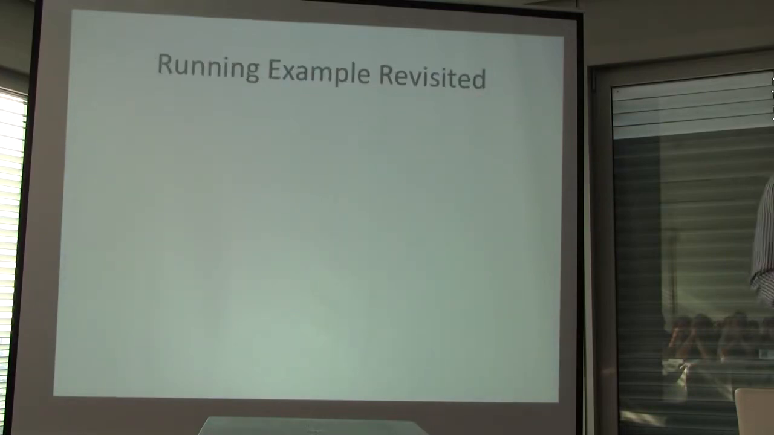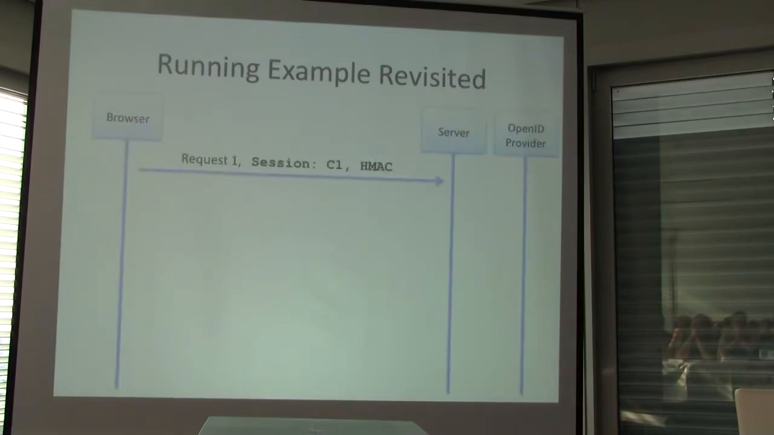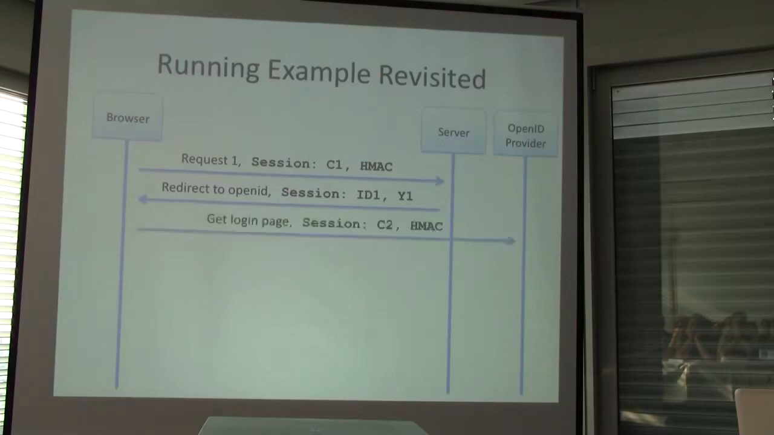So, as promised, I will apply this to the running example I introduced before. In the first request to the server, the client indicates, okay, I support this new session management mechanism, some counter, some HMAC. He gets a redirect. He gets a session identifier between browser and server and some public value. Then he goes to the OpenID provider. He does not have a session, so he generates a new key, sends a new support header, gets a new identifier and a new public value.